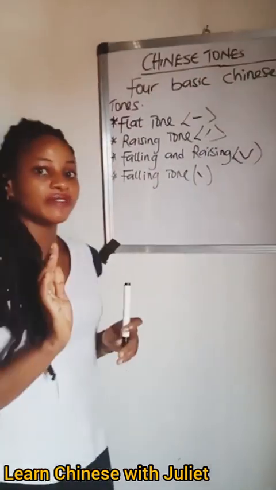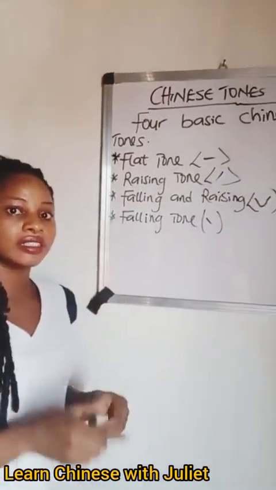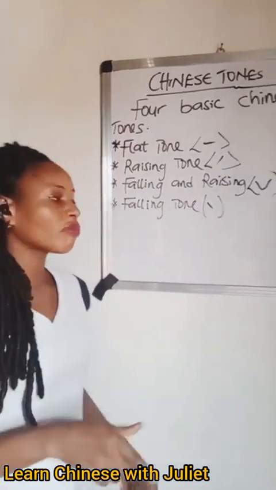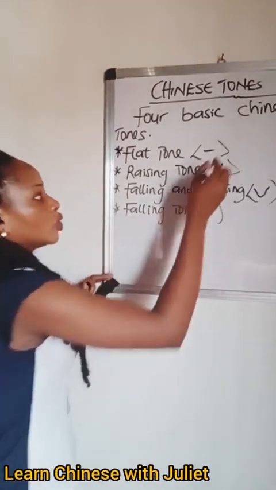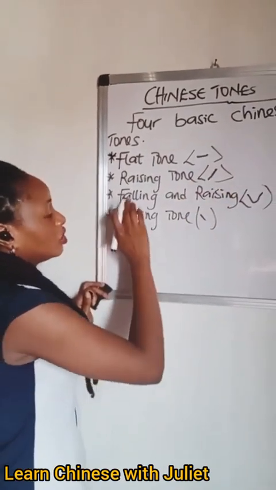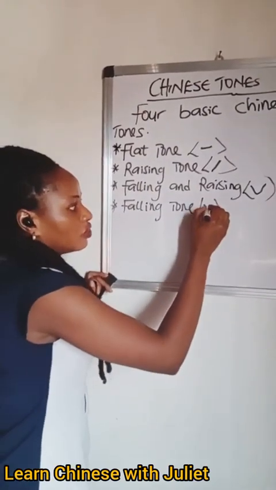Today we'll be talking on the topic the Chinese tone. Chinese has 5 tones, but we'll be doing the 4 major ones, the 4 basic ones, which are the first tone, the second tone, the third tone, and the fourth tone. The first tone is called the flat tone. The second one is the rising tone. The third one is the falling and the rising tone. And the fourth one is the falling tone.